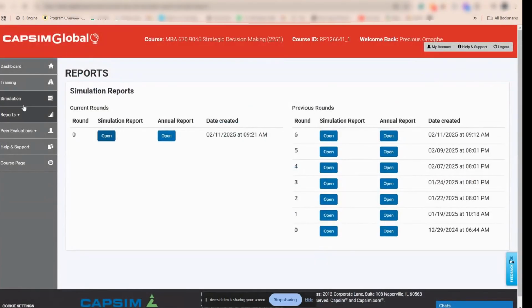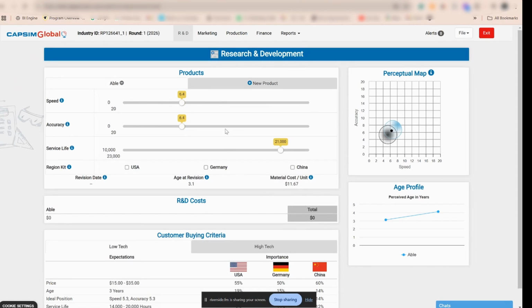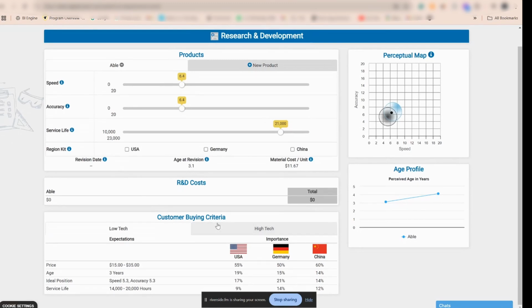So in the simulation, now this is what we have, right? R&D is the first thing, which is research and development. For every product that's released in the market, you first have to develop what people want, what customers want, right? So that's where we have the customer buying criteria. The first thing for the low tech market, what's important to them is price. Low tech market price, you have 55%, 50% and 60% in China. So this is very important to them.